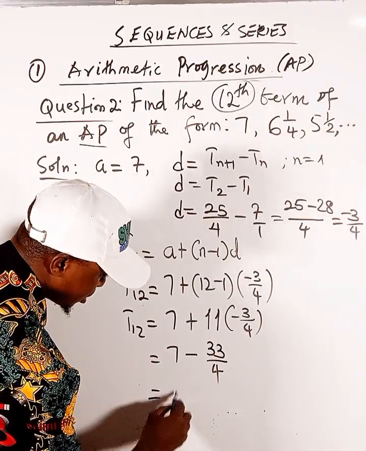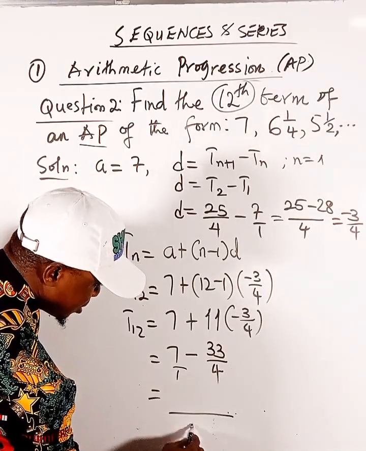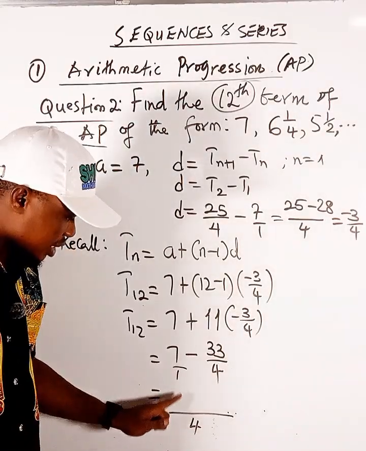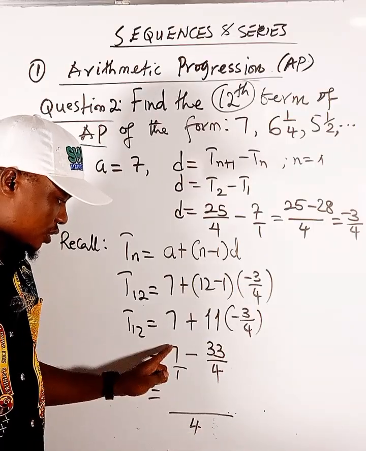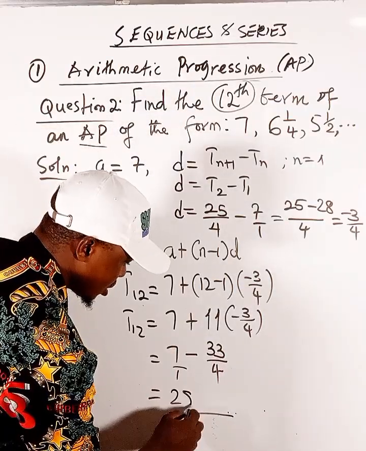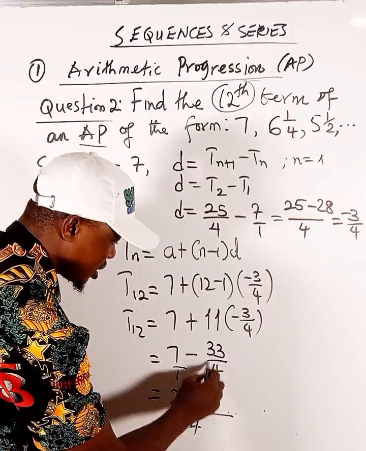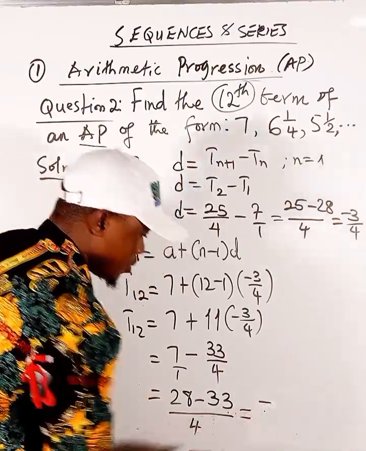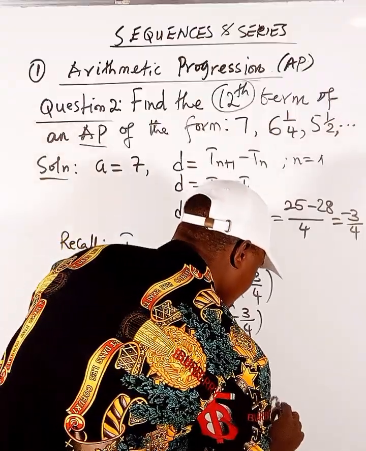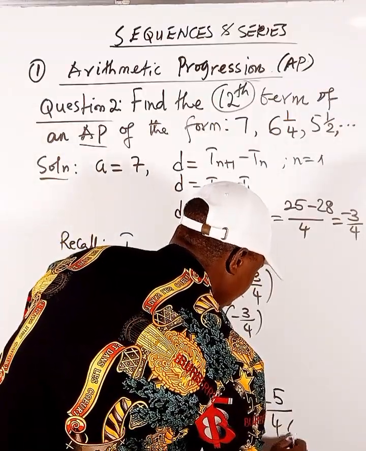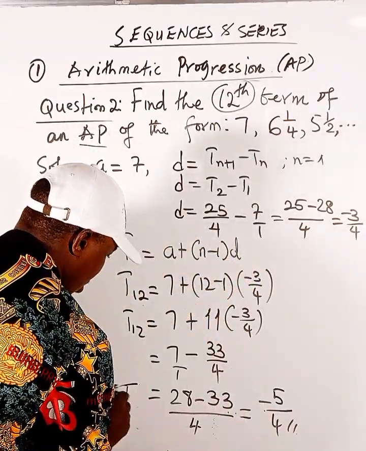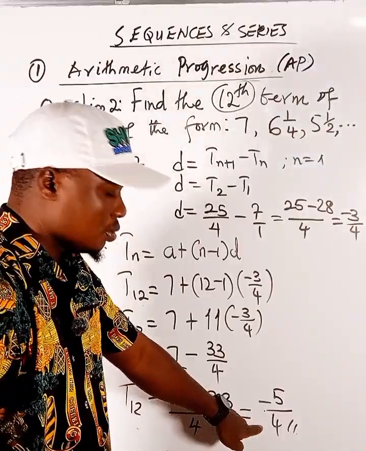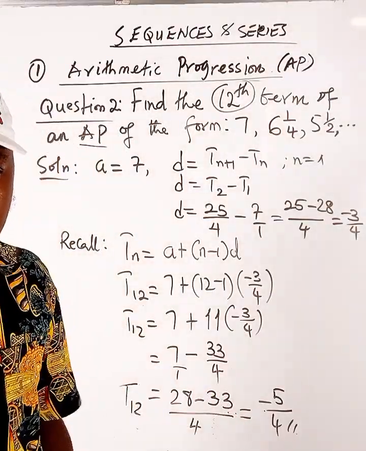Now, what is the LCM? The LCM is 4. So 4 in 4 is 1, 1 times 7 is... 4 times 7 we have 28. Then take away 4 in 4, 1 times this, we have 33. So our result is going to be minus 5. 28 minus 33 will give us minus 5 over 4. So therefore, what we are going to have at T12 is minus 5 over 4. That is it.